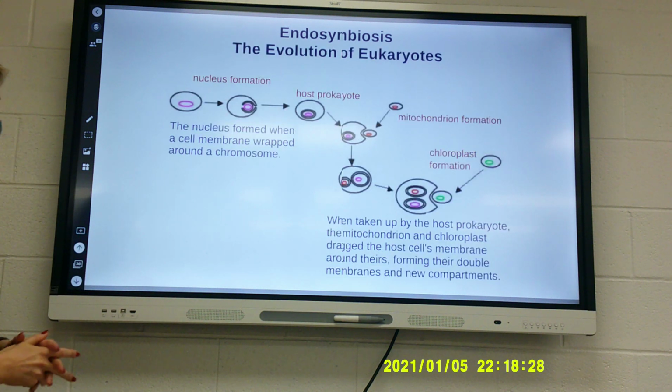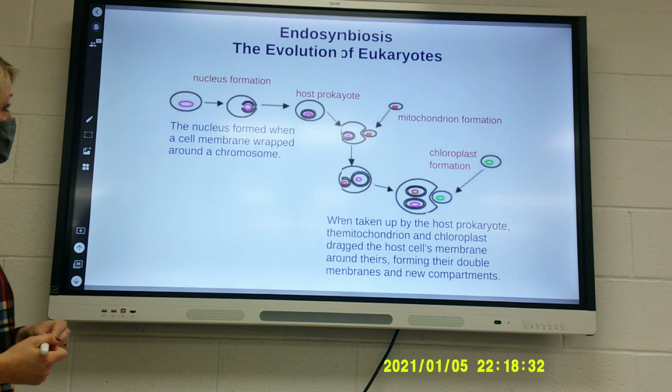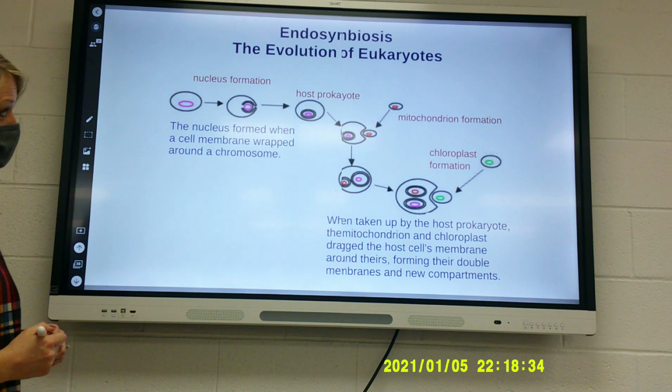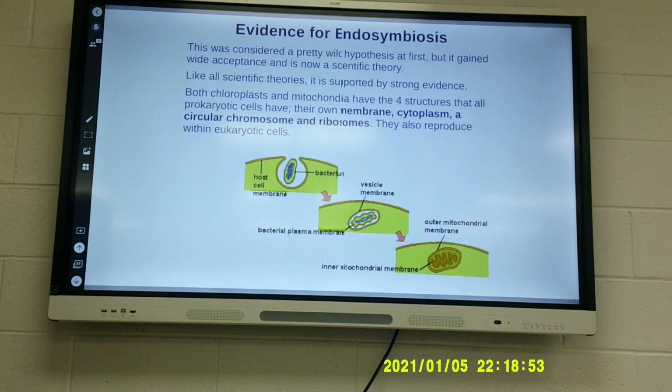All right, endosymbiosis, the evolution of eukaryotes. The nucleus formed, host prokaryote absorbed the mitochondria, absorbed the chloroplast. The nucleus formed when a cell membrane wrapped around a chromosome. When taken up by the host prokaryote, the mitochondrion and chloroplast drag the host cell's membrane around theirs, forming their double membranes and new compartments, just like I talked about in the video.